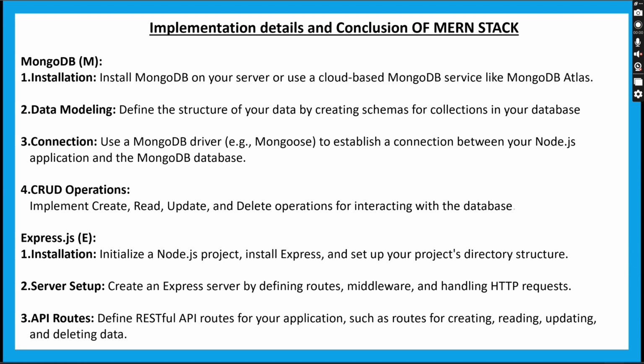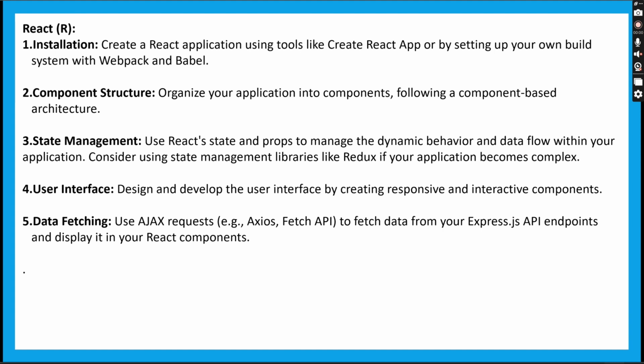Express.js installation. Initialize a Node.js project, install Express, and set up your project's directory structure. Server setup. Create an Express server by defining routes, middleware, and handling HTTP requests. API routes. Define RESTful API routes for your application, such as routes for creating, reading, updating, and deleting data. React installation. Create a React application using tools like Create React App or by setting up your own build system with Webpack and Babel. Component structure.